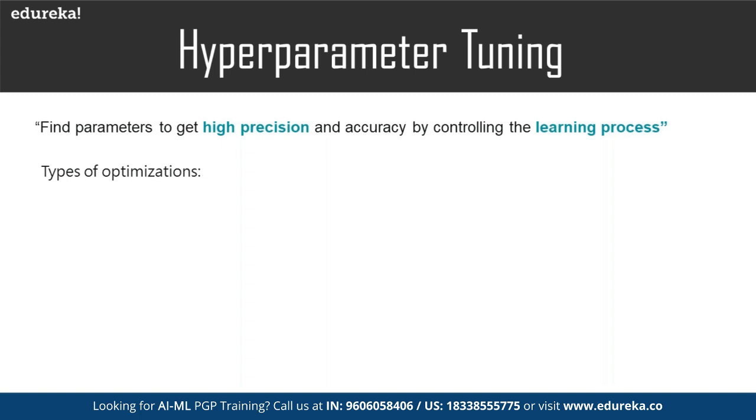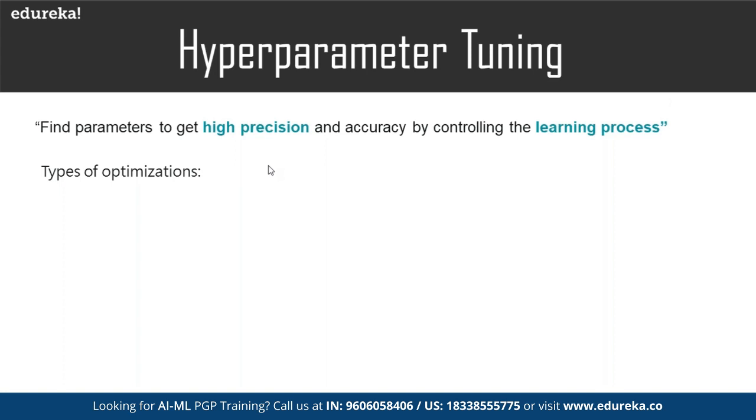So as we see here, hyperparameter tuning means finding important parameters as a part of the algorithm. The main purpose of finding such parameters is to get high precision and accuracy. Again, if you ask me what accuracy is, it is a metric we call evaluation metrics, or performance metrics. Such a metric is used for evaluating the model. That is why we call it performance metrics or error metrics, and it controls the learning process.